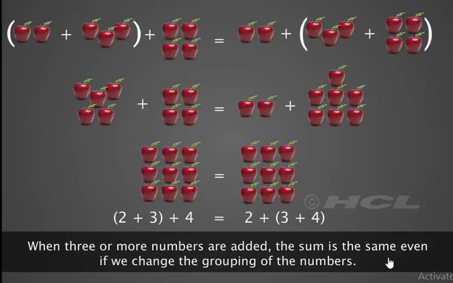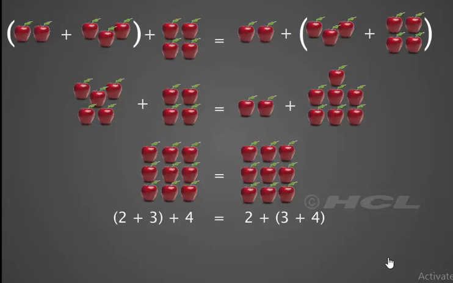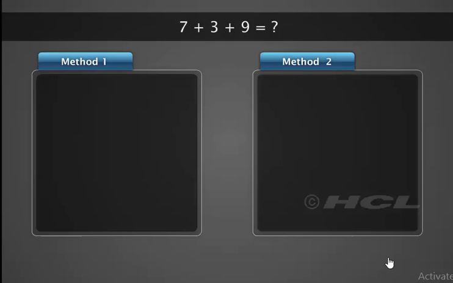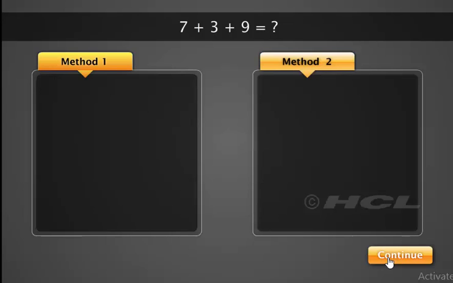Note that when 3 or more numbers are added, the sum is the same, even if we change the grouping of the numbers. This property is known as the associative property of addition. Let's take a look at another example. Click each button to see the different ways of grouping the numbers.